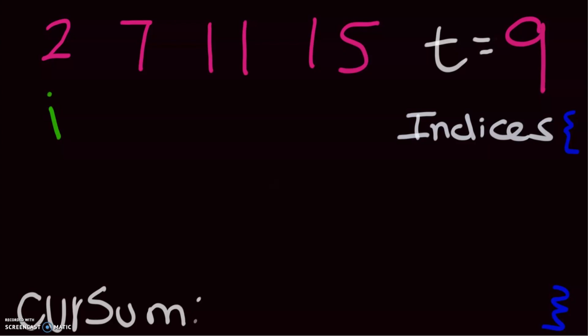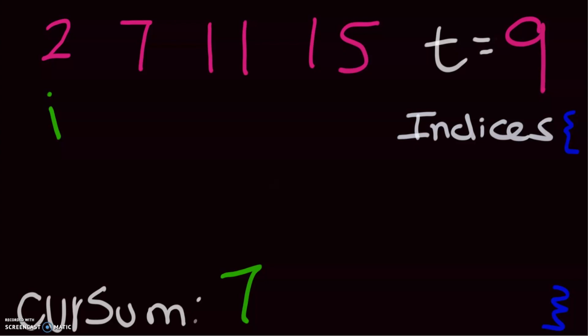And our current sum down here is going to start as our target number, which is 9, minus the first number in the array, which is 2. So 9 minus 2 is going to be 7. So the current sum right now is 7, which is also how much more we need to reach the target number.